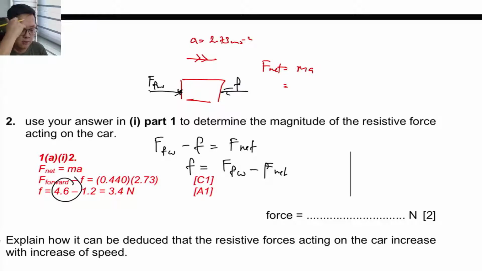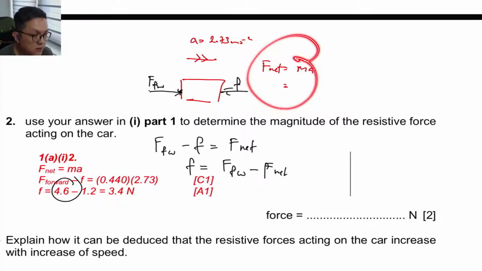Alright, so a lot of you just stopped at this step where you just found F net equals ma and you stopped there. Alright, that's not what you want. You're supposed to find the resistive force.